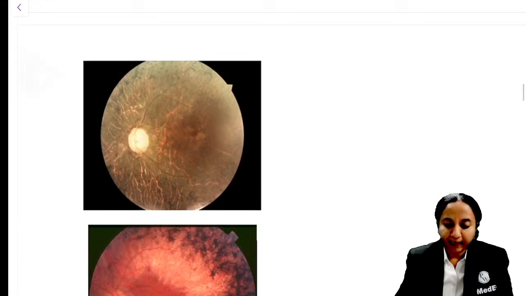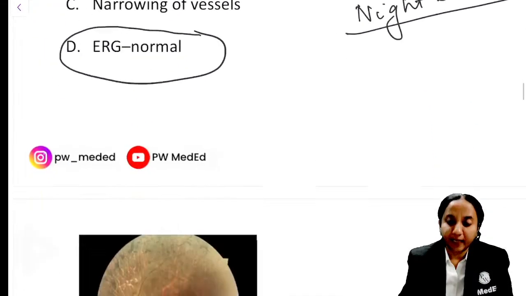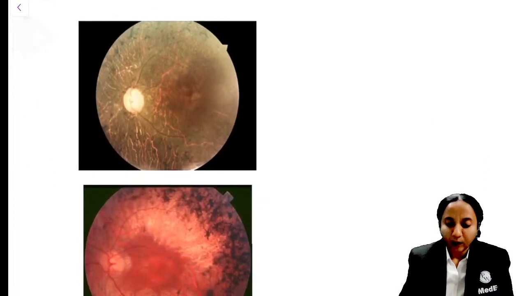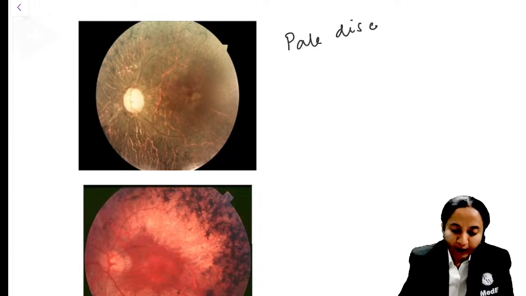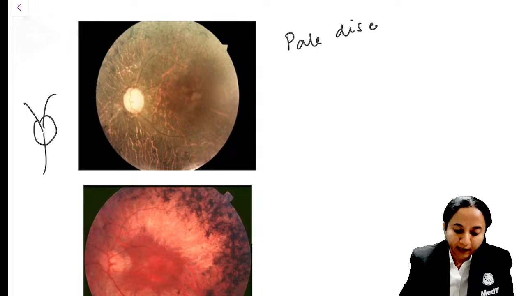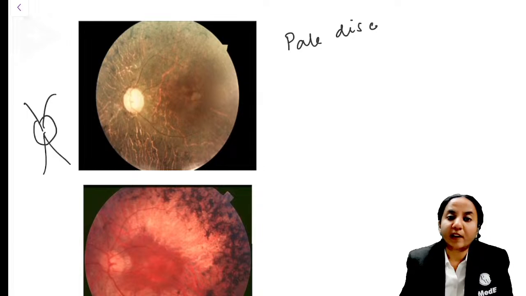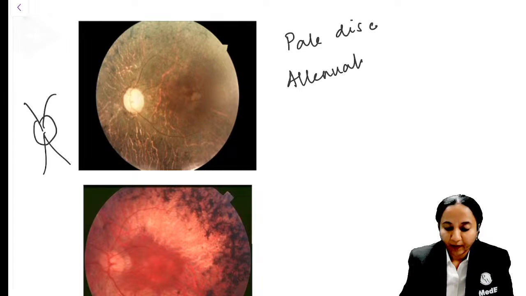So, jo same cheeze yahan pe likhi hai na, this triad of signs, usko yahan pe hume apply karna hai. So, see, number one is pale disc. Look at the color of the disc. It is white. You can hardly make out the blood vessels. Normally, jo disc hai, usme se aise blood vessels nikalte hue dikhte hain. Isme hardly koi blood vessel dikh raha hai. So, attenuation of the blood vessels.